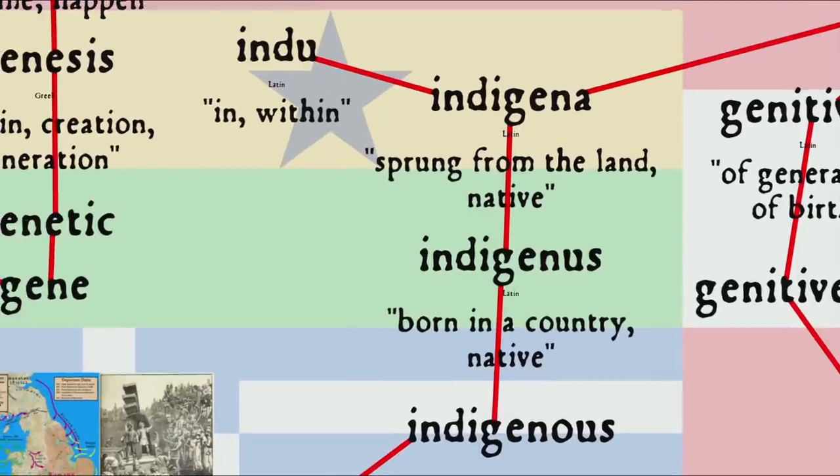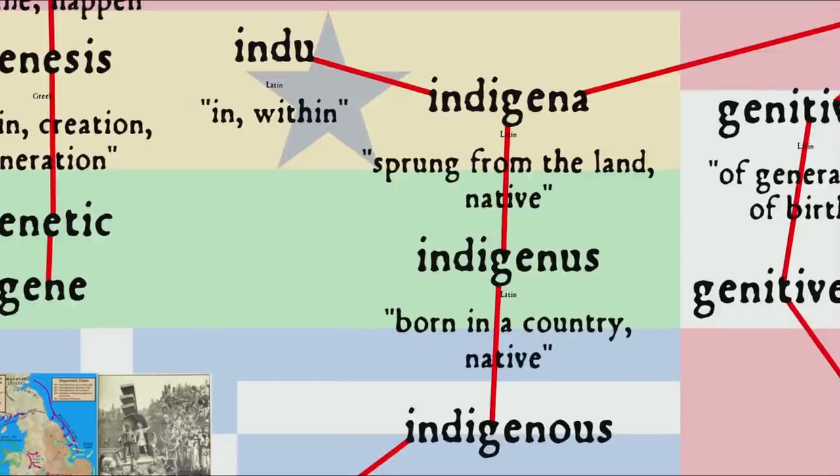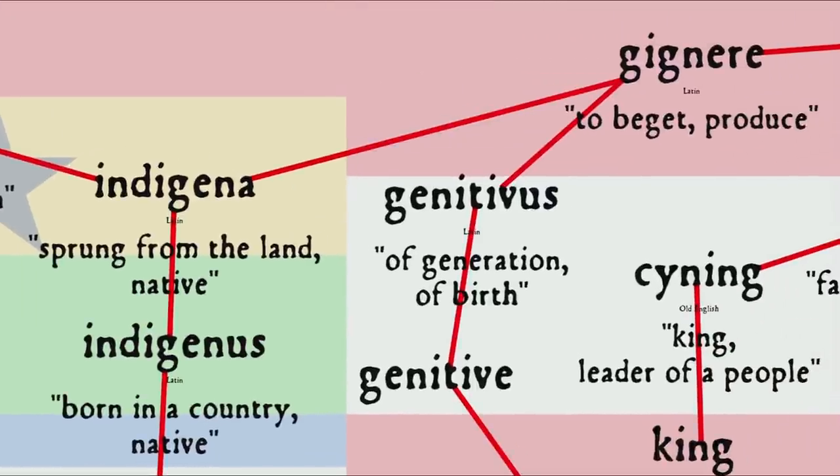Indigenous, on the other hand, is a wholly Latin creation which entered English in the 1640s from late Latin indigenus, born in a country, native, from Latin indigena, sprung from the land, native, or as a noun, a native, literally inborn, or born in a place, made up of Old Latin indu, in, within, and gignere, to beget, produce.